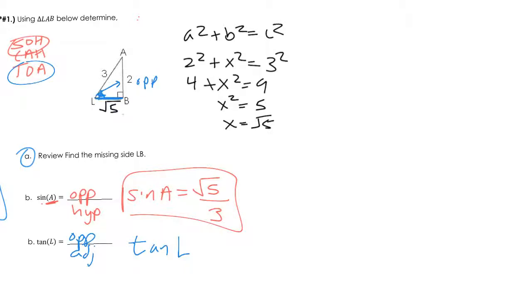Now technically this is right, but it's not simplest form because I have a radical in the denominator. I don't want that, so I'm going to multiply by square root of 5 over square root of 5 to rationalize the denominator. So tangent of L equals 2 radical 5 in the numerator. Radical 5 times radical 5 is square root of 25, which is just 5. So this is simplest: 2 radical 5 over 5.